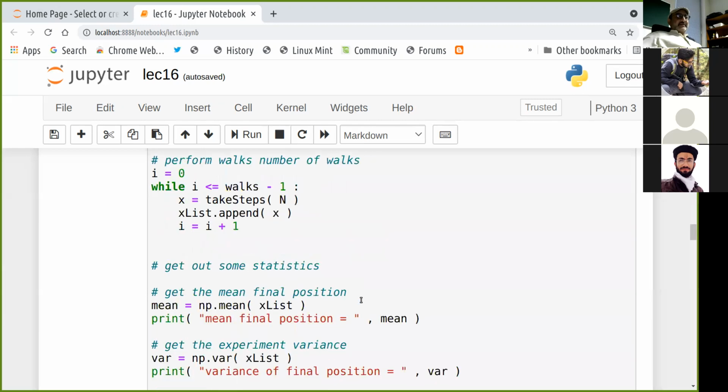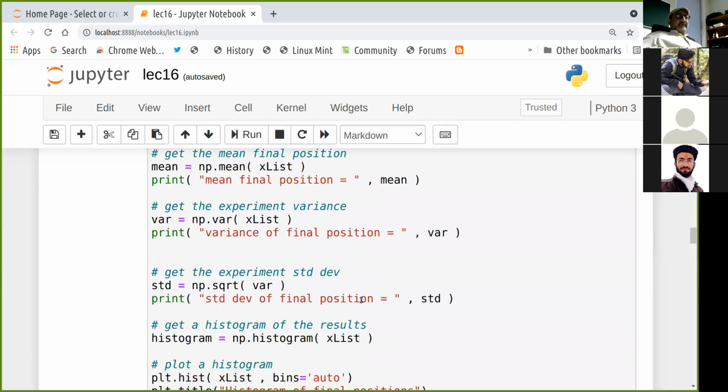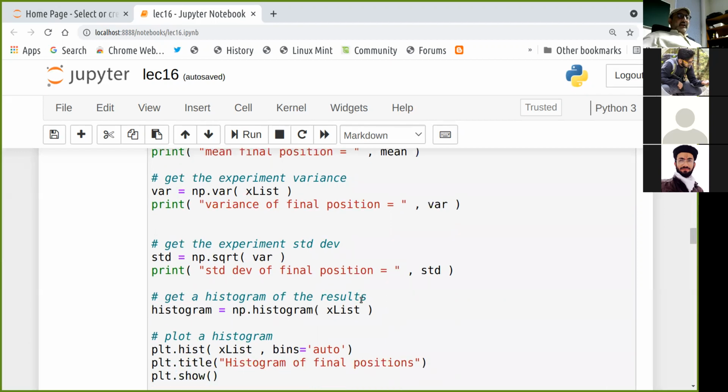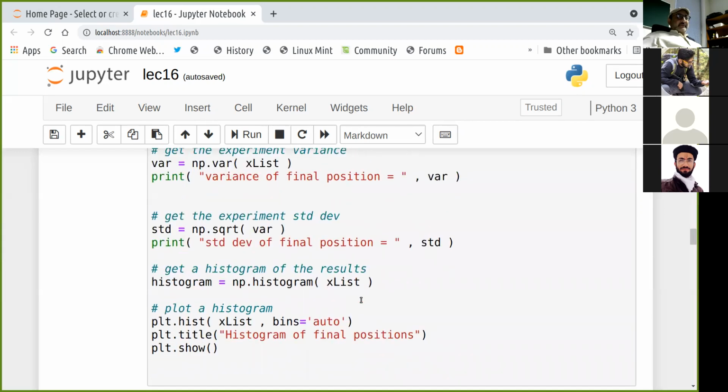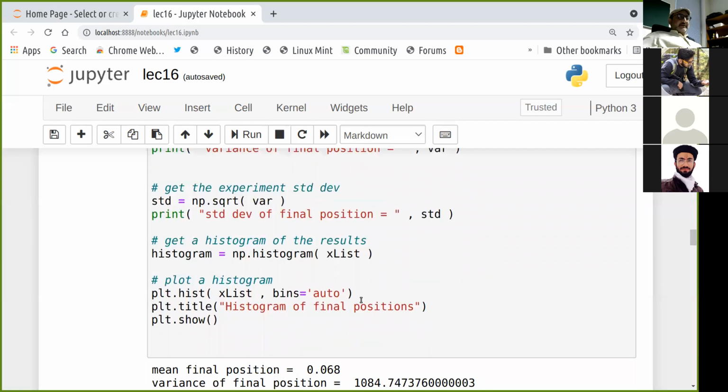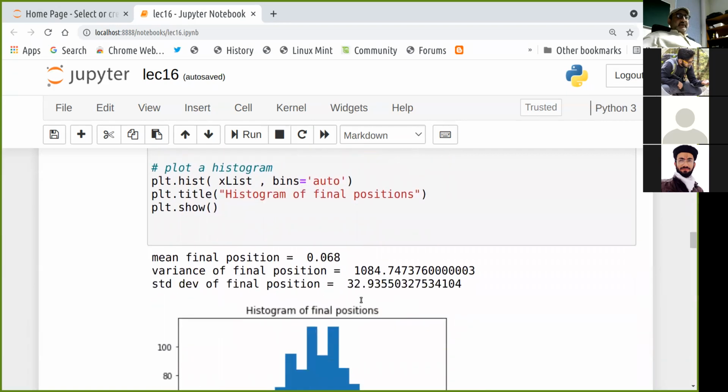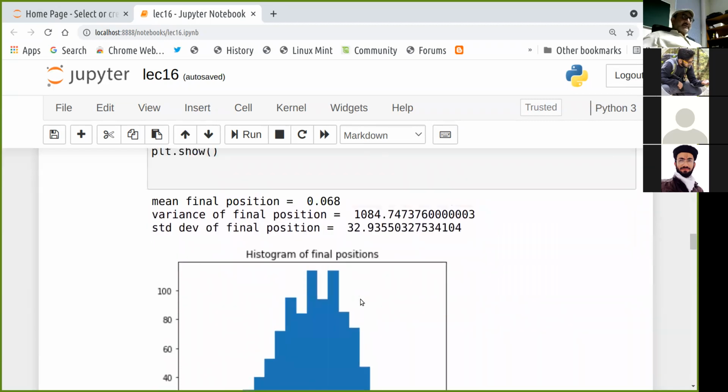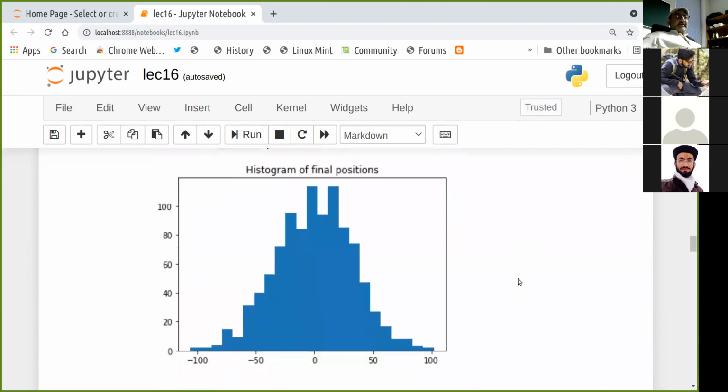Now we get out some statistics. We'll take the mean, we'll take the variance, and the standard deviation is the square root of the variance. And we'll plot a histogram of the results which we stored in X list. So for one run, it looks something like this. The final mean position was 0.068. The variance was about 1,085, and the standard deviation is 32.9. And the histogram of final results looks like what you're seeing there.